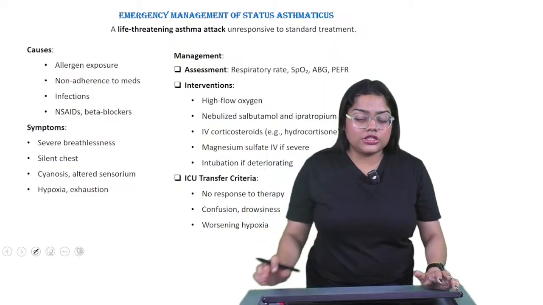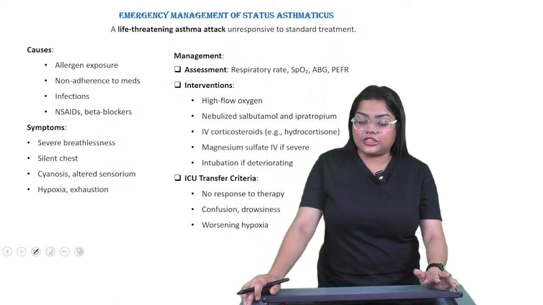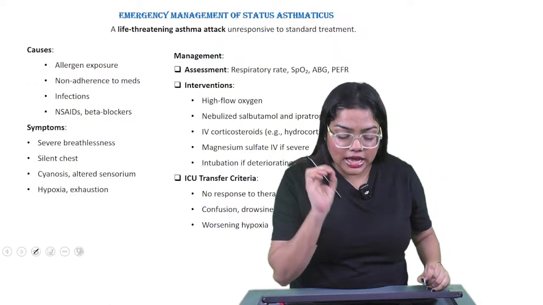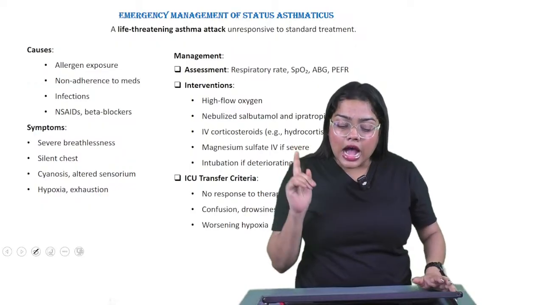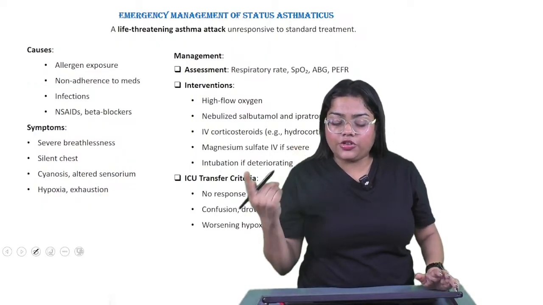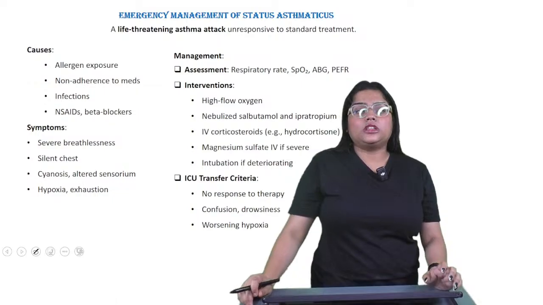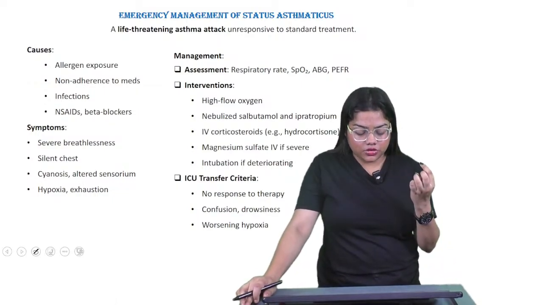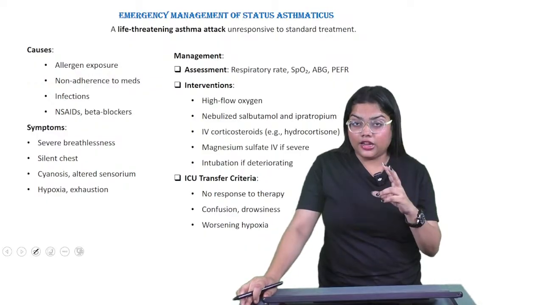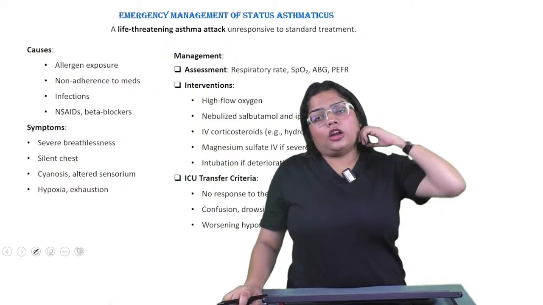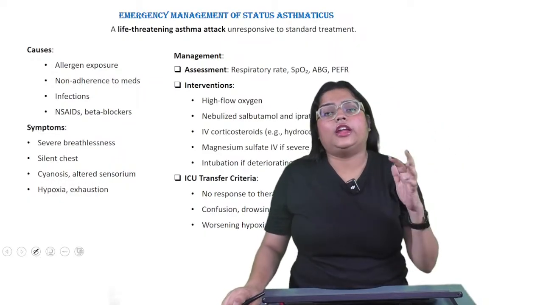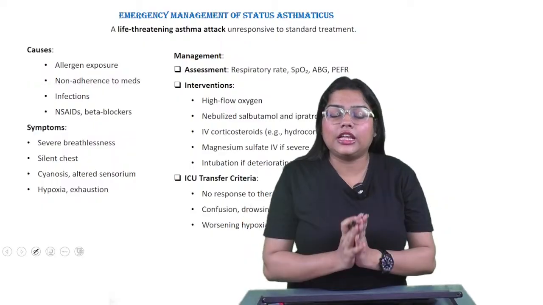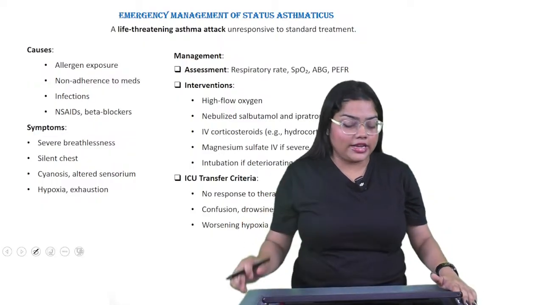Okay, so the next question is emergency management of status asthmaticus. So what is that? It is actually a life-threatening asthma attack, unresponsive to standard treatment. Standard treatment in the sense of a normal inhaler. Normal inhalers or basic, low grade drugs will not be able to treat it. So it is a very life-threatening situation when this asthma attack comes.